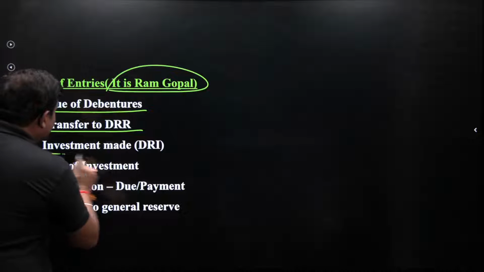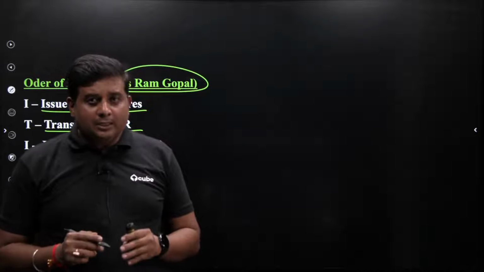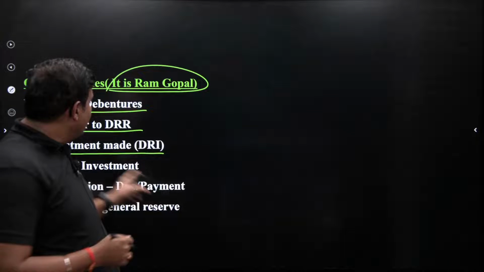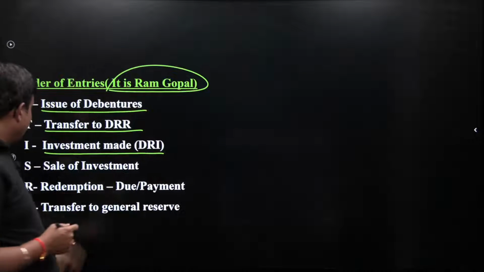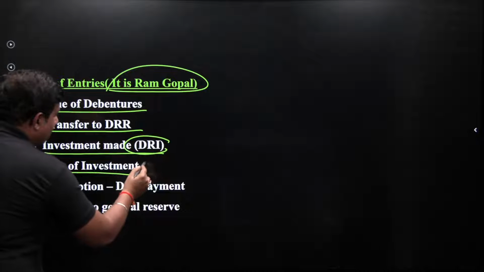Third entry is investment made. The investment is made at the rate of 15% to the debenture redemption investment account. So this should be your third entry. Now comes the selling of investment: whatever investment you have made, that investment is being sold.